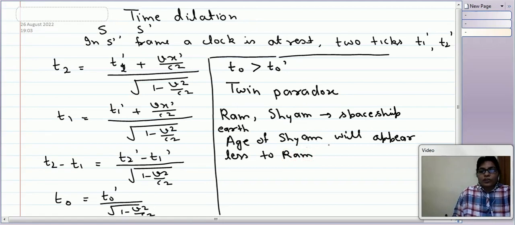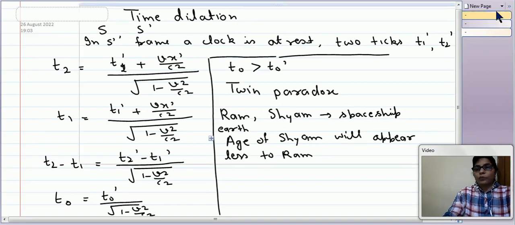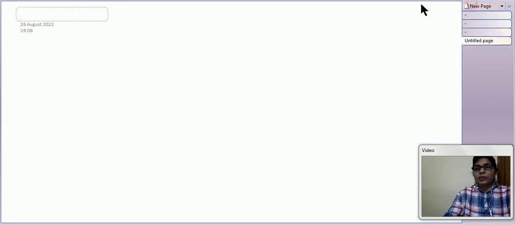So this is the twin paradox: the person on the earth will be more aged than the other person who has gone into space with the spaceship. But this is only an apparent phenomenon, and the actual age will remain as such because the same time has passed. This time dilation and length contraction are apparent phenomena, and the actual things will remain as such.